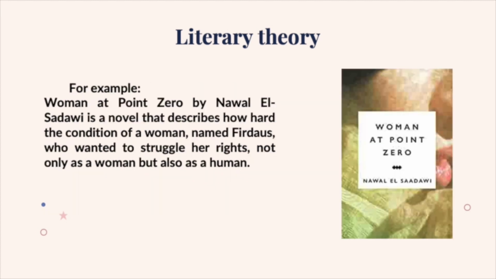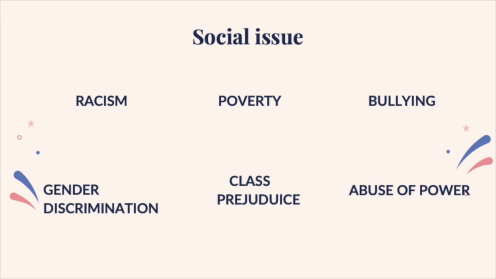For example, Woman at Point Zero by Nawal El Saadawi is a novel that describes how hard the condition of a woman named Firdaus is, who wanted to struggle for her rights, not only as a woman but also as a human. Social issues in literary work are racism, poverty, bullying, gender discrimination, class prejudice, and the last, abuse of power.